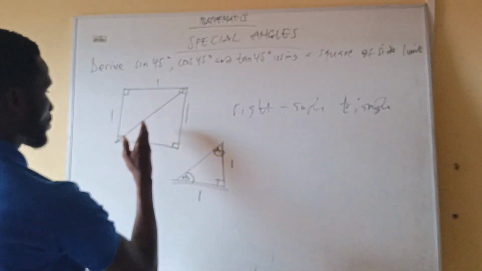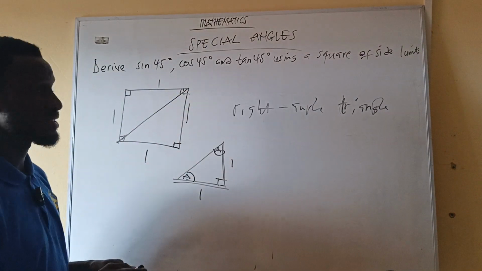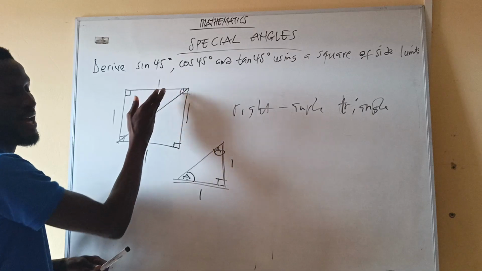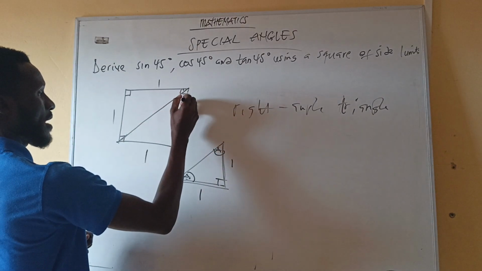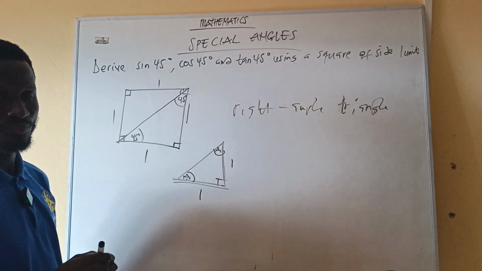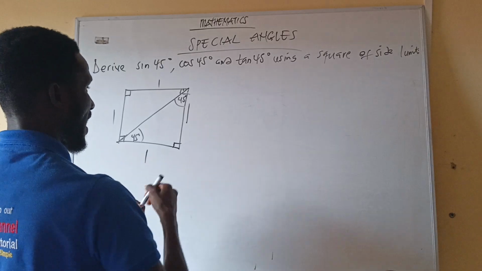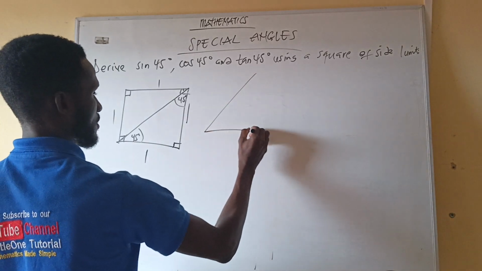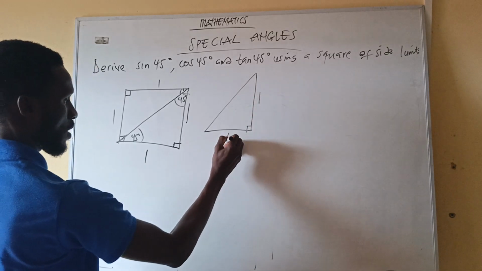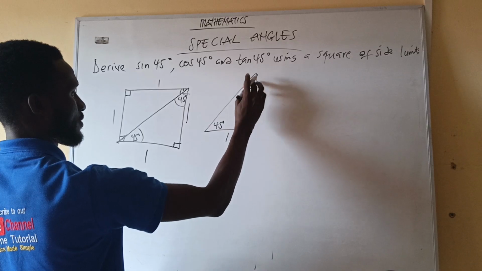Now let's come back to this particular square. A square has all the angles to be 90 degrees. The diagonal here divides this angle into two. Therefore, here becomes 45 degrees, and this side also becomes 45 degrees. So it means we will have a right angle triangle like this, where this side is 1 unit, here is 1 unit, here will be 45 degrees, and here will be 45 degrees.